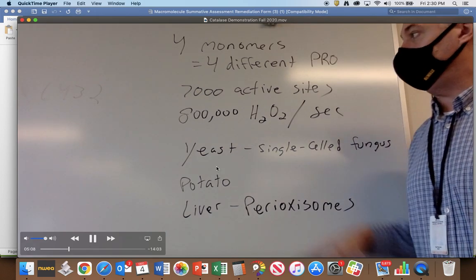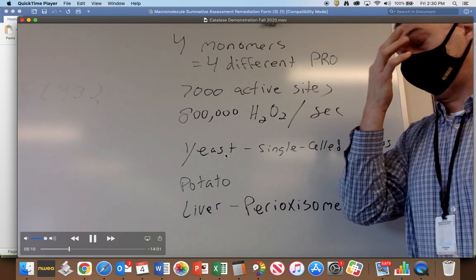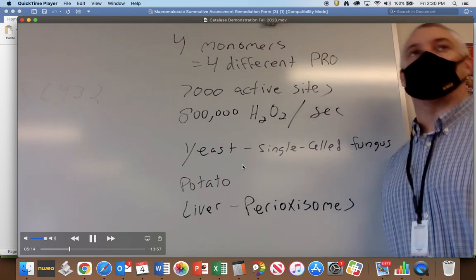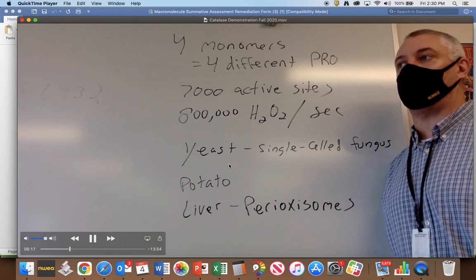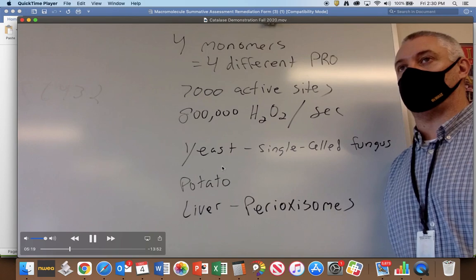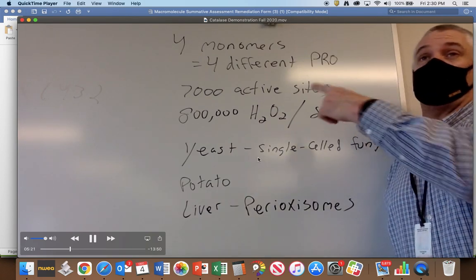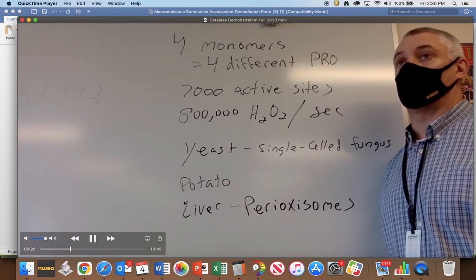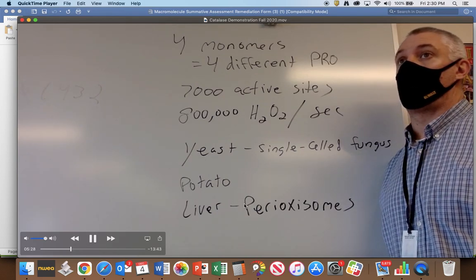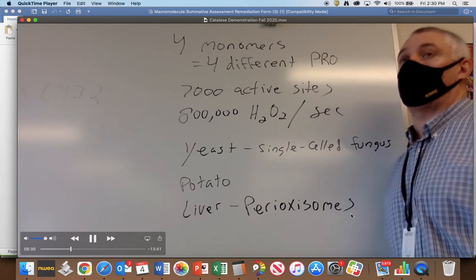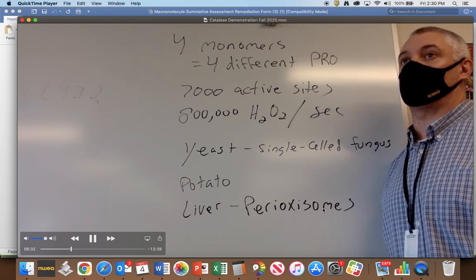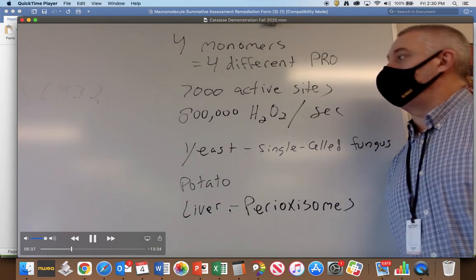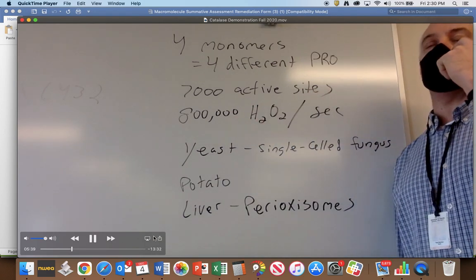These 3 places are places where we find catalase, or places where we can use it in the lab. So we're going to use yeast in this, and yeast is a single-celled fungus. Potato has a lot of catalase in it, and liver has a lot of catalase in it, and it's found in an organelle called a peroxisome. Peroxisomes are organelles in the cell that have lots of catalase in them.